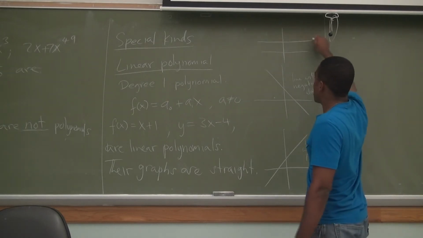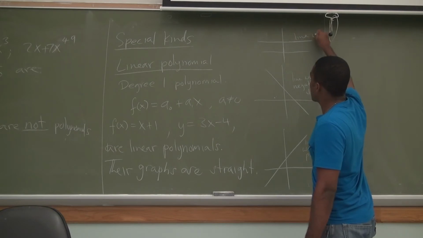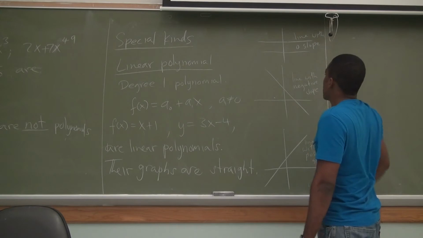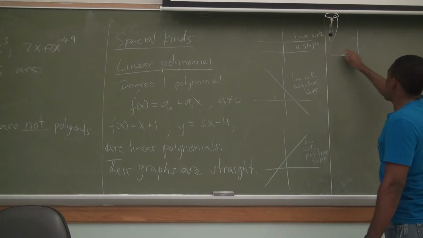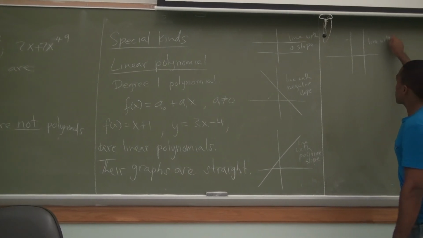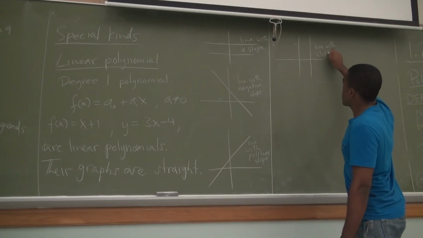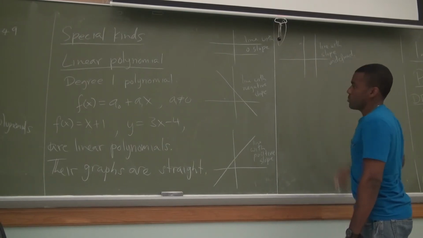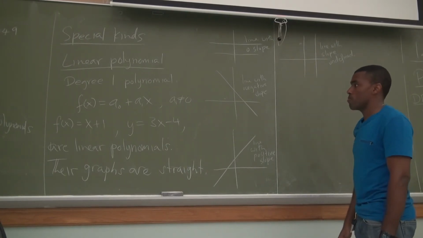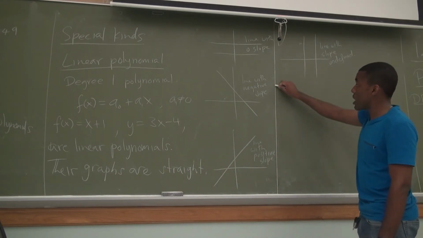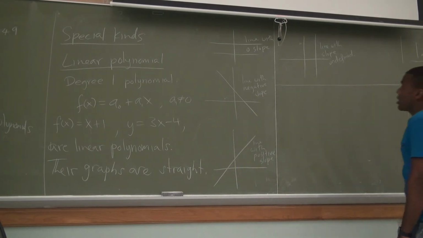You can have a line with 0 slope. You can also have a line with slope undefined. Okay. So these are all graphs of linear polynomials. The graphs are straight lines.